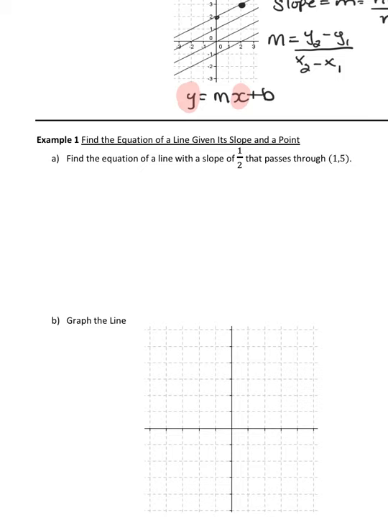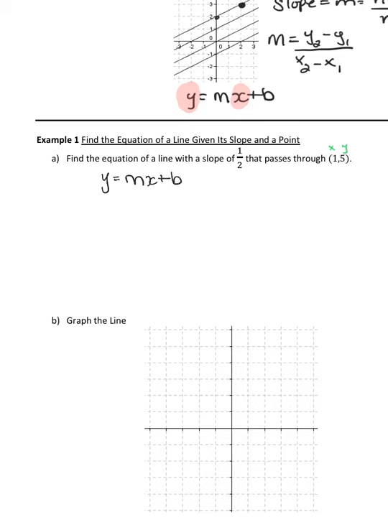So let's look at the first example. Here we're given a slope of 1/2 and a point on that line, (1, 5). Remember that when we have a point, so this point (1, 5), that's giving us two pieces of information. That's giving us our x and our y for that equation of the line. Okay? So our first step here is going to be writing the general equation of our line, which is just y equals mx plus b.